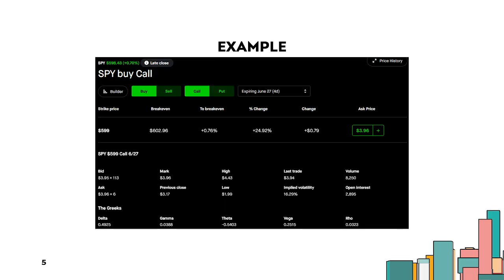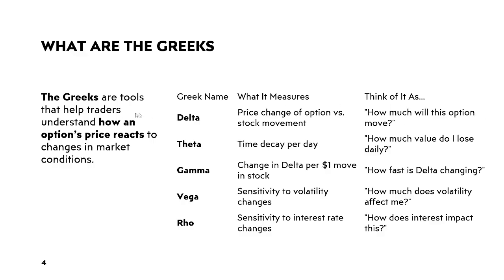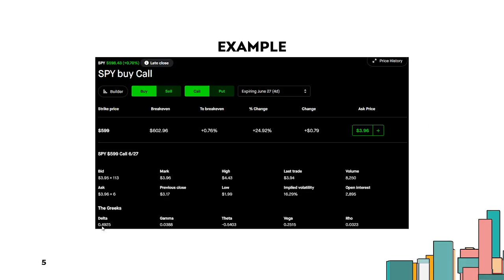If you've never seen the Greeks, you have no idea what the Greeks are, you might be sitting here thinking, I've seen these little things on the bottom of Robinhood, but I have no idea what they mean, right? So delta, gamma, theta, vega, rho, this is what they look like. And if we go back, we'll use this as a little teaching moment. So we'll say delta, right? How much will this option move? Well, this is a SPY call option, 599 calls for June 27th.